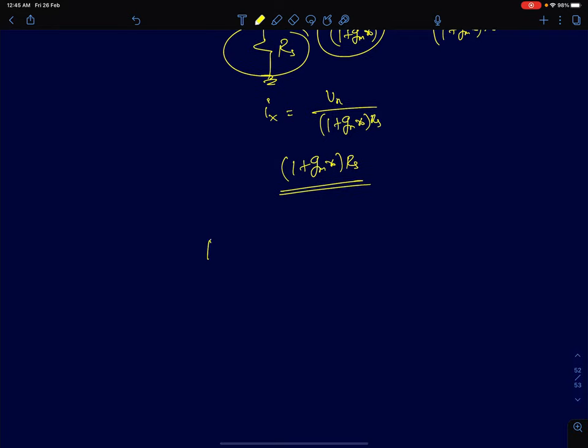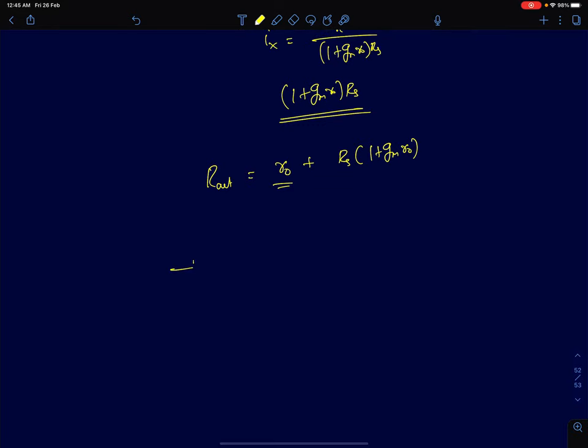So now I'll write the total output expression. It is R0 plus Rs into 1 plus GMR0. The first term, I told you guys, can be intuitively seen: if Rs is 0, I'm looking at the drain terminal, the output resistance is going to be R0. So this makes sense. If I make Rs 0, you should get R0.